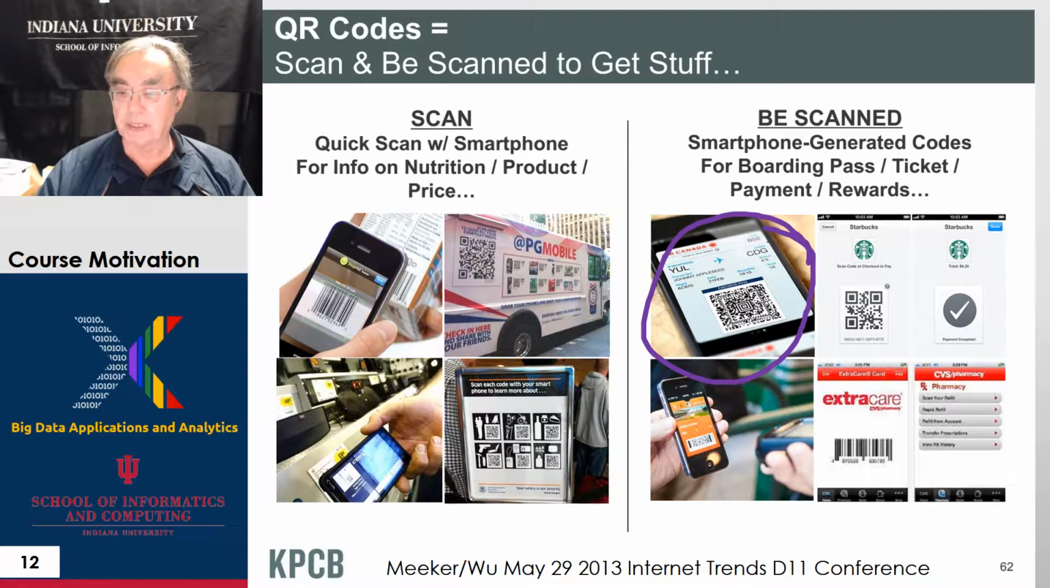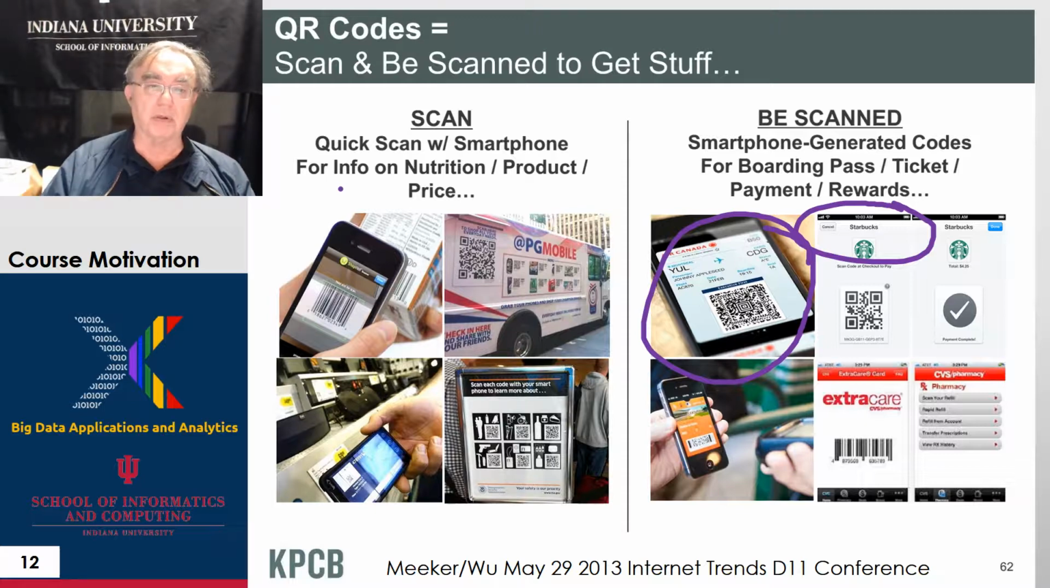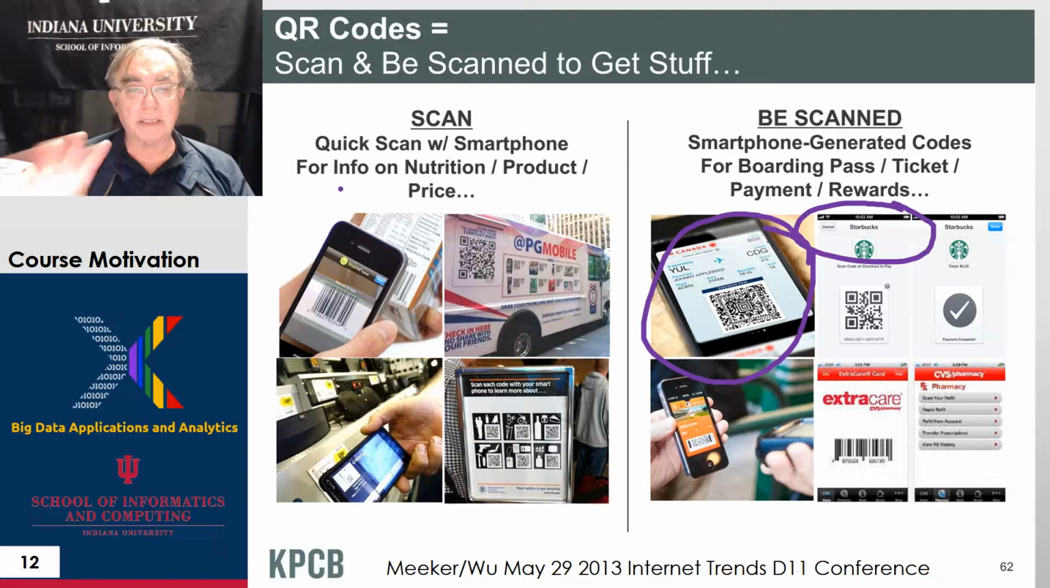And Starbucks is certainly a well-known place that does this, but lots of people are doing this type of smartphone-related scanning, and you can get information on products and prices, nutrition, and so on. And of course, UPS trucks and things are all automated through this type of scanning. So this is the Internet of Things, which is going to get more and more important.